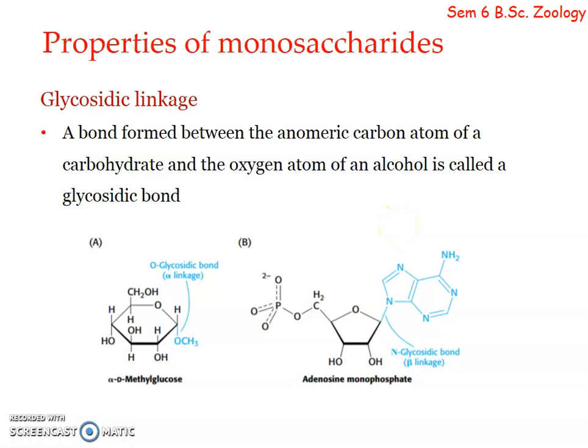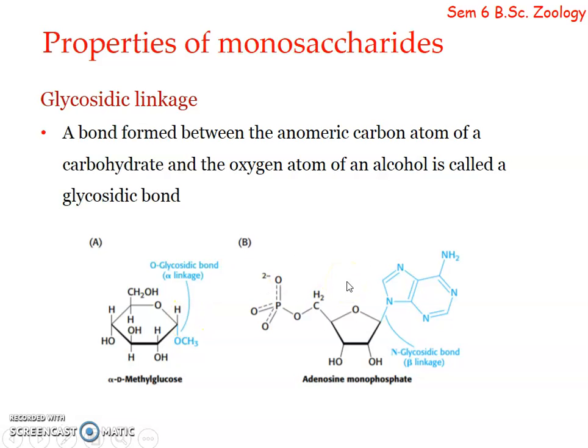This bond can be of two types: O-glycosidic bond and N-glycosidic bond. What is the difference? In the case of the O-glycosidic bond, the bond is through oxygen. In the N-glycosidic bond, the glycosidic bond happens through nitrogen, so it is known as an N-glycosidic linkage. Whatever it is, the glycosidic linkage is a bond formed between the anomeric carbon atom of a carbohydrate and oxygen or any other molecule.